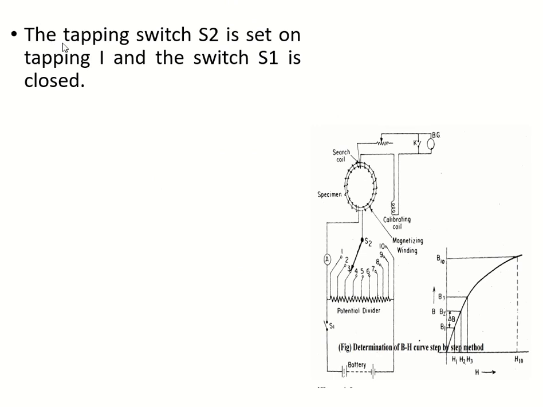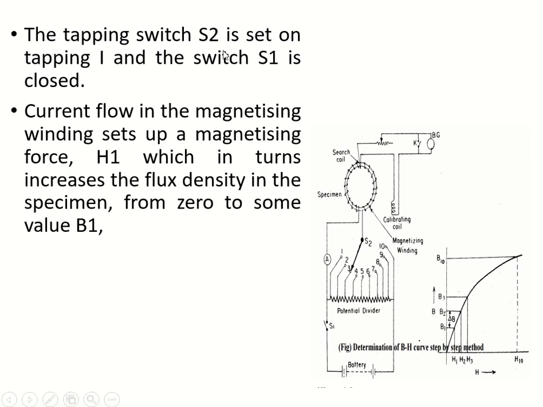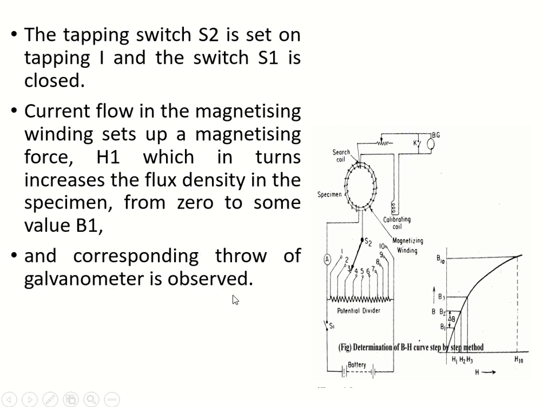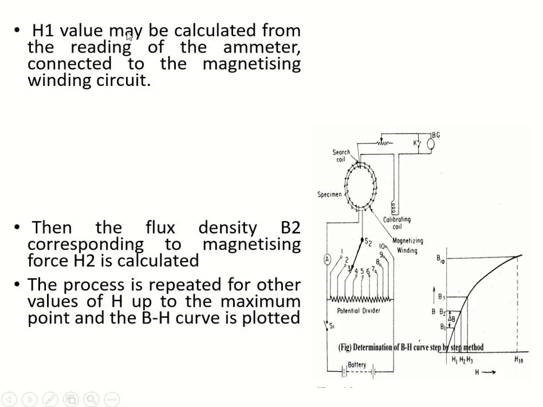So here are the steps for finding the BH curve using the step-by-step method. This is what I have already explained. Tapping switch S2 is set on tapping 1 and switch S1 is closed. Current flows in the magnetizing winding and sets up a magnetizing force H1. Corresponding to the current, you get the value of H. H equal to Ni by L, which in turn increases the flux density in the specimen from 0 to a value. As the current increases, the ballistic galvanometer shows the value of charge, and you can find the flux density from this charge. Then the H1 value may be calculated from the reading of the ammeter. H1 means Ni by L, with the corresponding current taken.